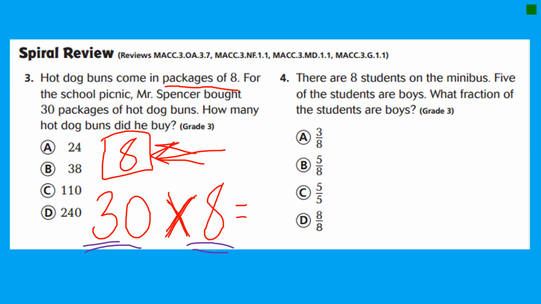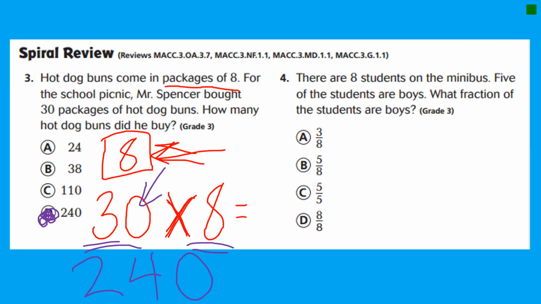30 times 8. So I know 3 times 8 is 24. And look at that. That 0 means that 3 is really 30. It's 10 times bigger than 3. That's not just a 3, that's a 30. So 30 times 8 isn't 24. 30 times 8 is 10 times bigger than 24, or 240. Boom. A D. Okay? All right, let's see number 4.